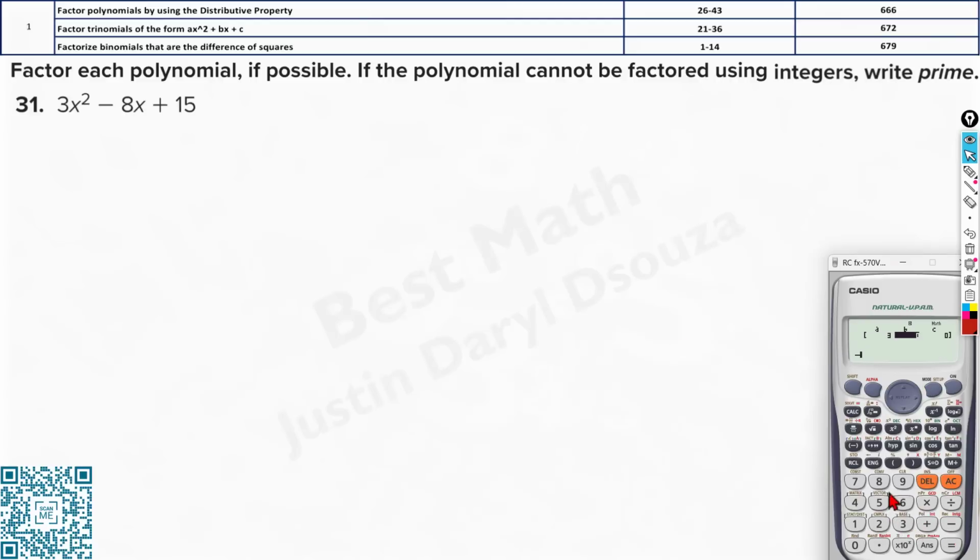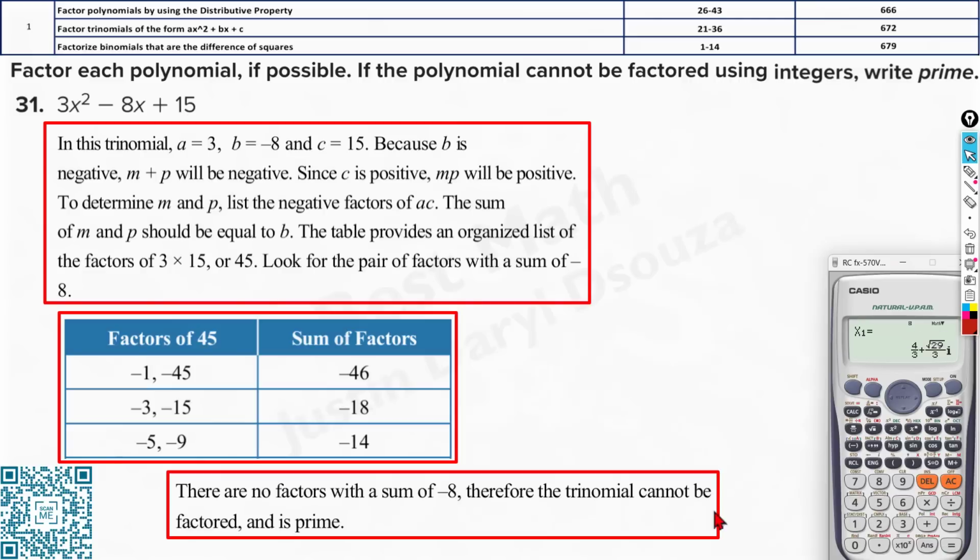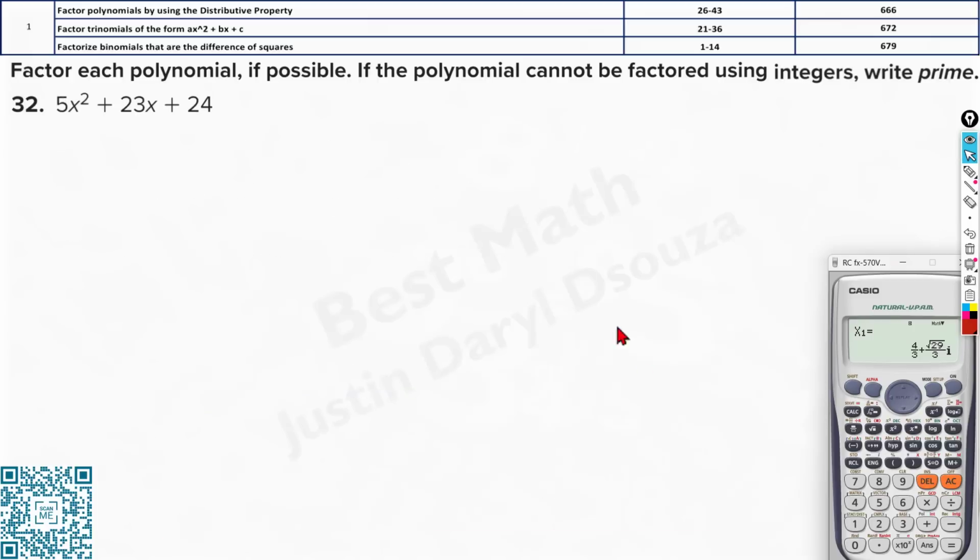Mod 5, 3, we're nearly there. 3, minus 8, 15. Here, again, it's prime, okay? So this cannot be factored. You can write the given trinomial is prime, and hence it cannot be factored.